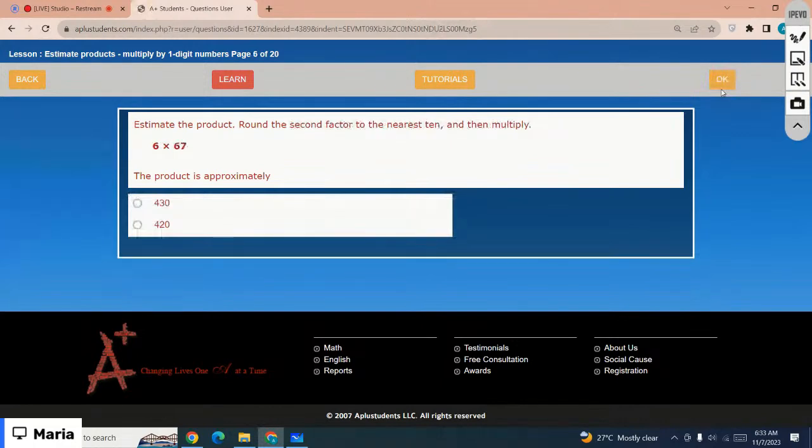Okay, the next one is 6 times 67. So, which is the correct option? 67 is rounded off to which 10? 60 or 70? 67 is rounded off to 70, and 70 times 6 is 42, so the correct option is 420.